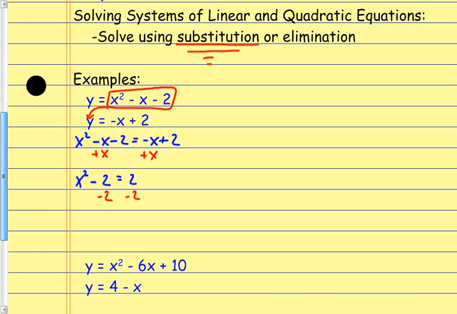So I would end up with x squared minus 4 equals 0. And I'm setting this equal to 0 because I'm going to solve this by factoring. X squared minus 4, I can factor. That's a difference of squares. It factors into x plus 2 and x minus 2.